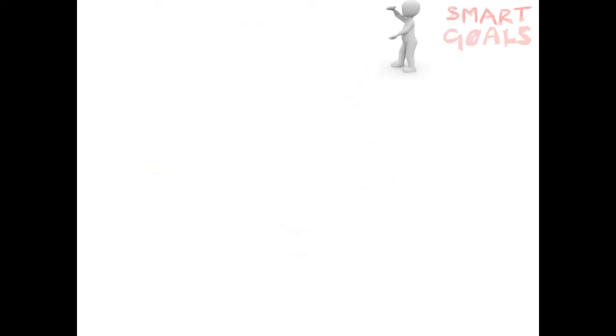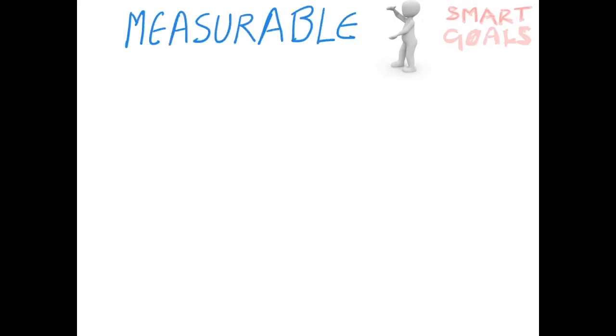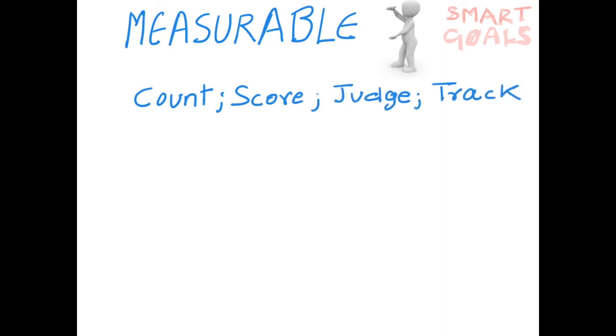A goal should be measurable. That means some form or mechanism should be involved to track the progress. So there would be a unit involved. There would be a scoring factor based on which you can do a judgment on how well you're performing towards achieving the goal.